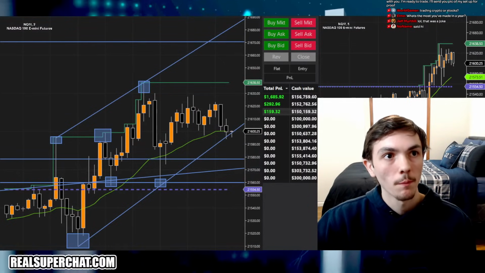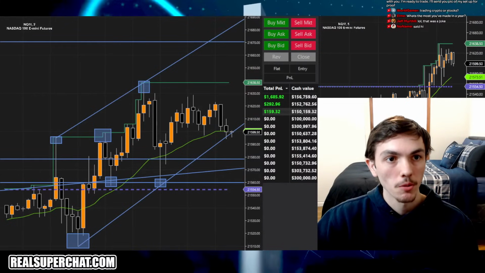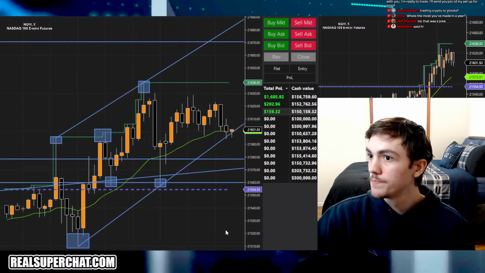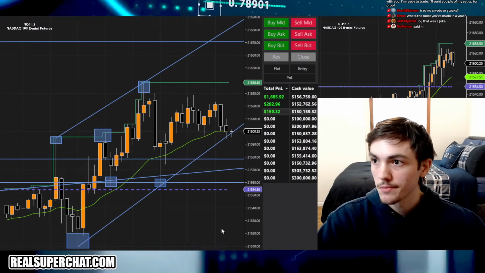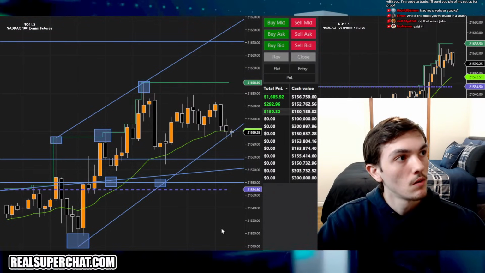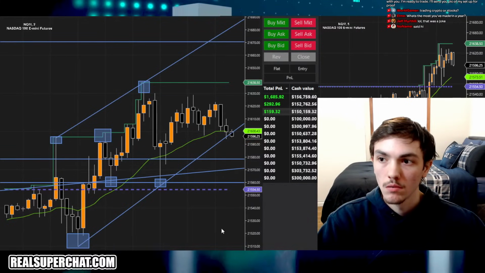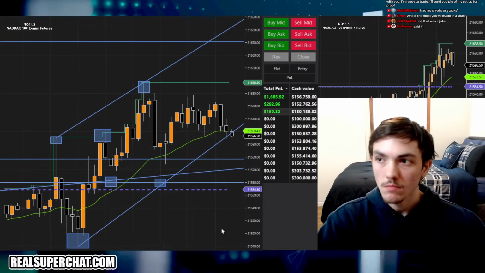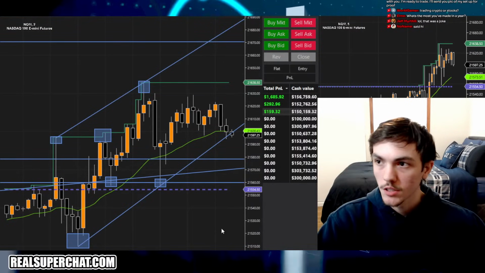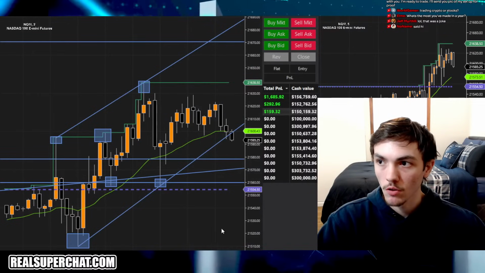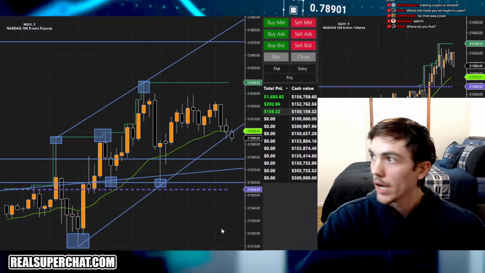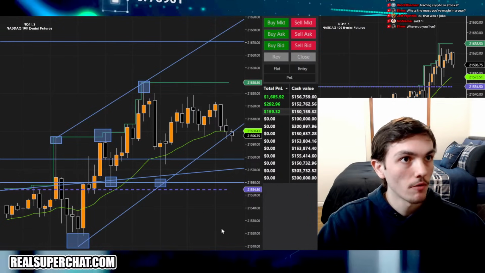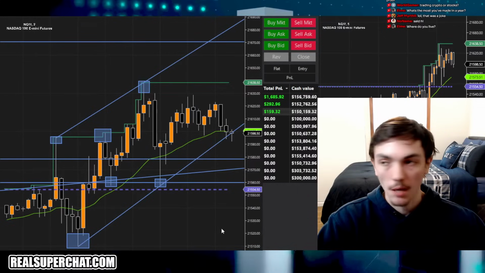Bitcoin's turning green. NQ's up 0.3%. Let's see if it breaks through this support of the range. So far, this could be a wick. NQ 5-minute looks very top heavy. NQ 30-minute looks very top heavy.